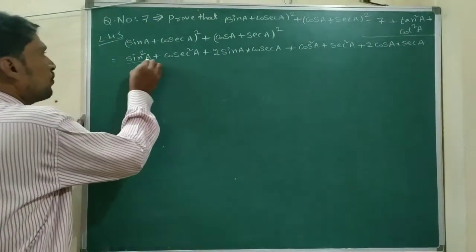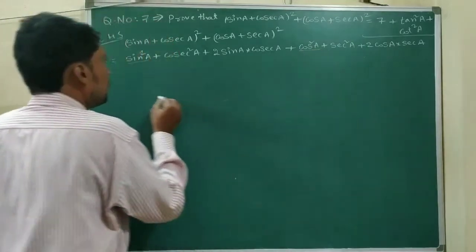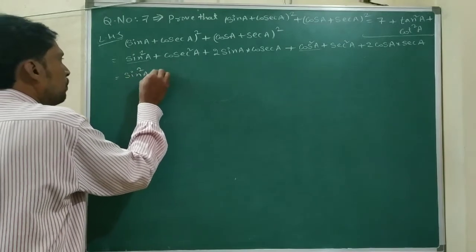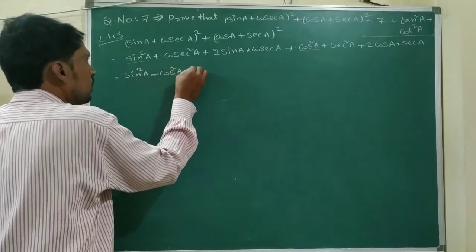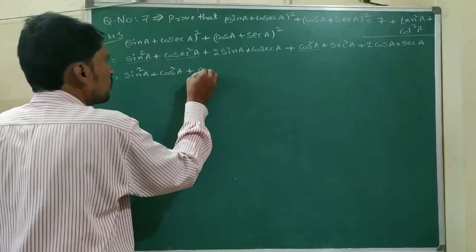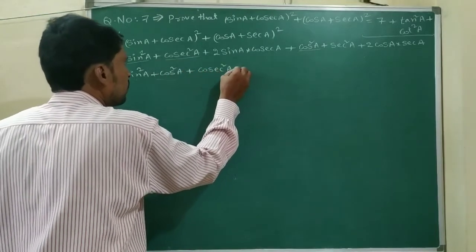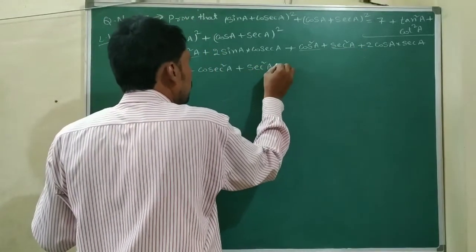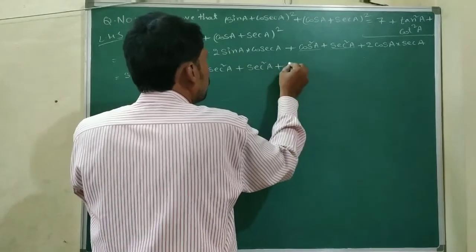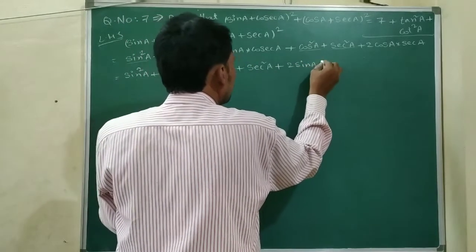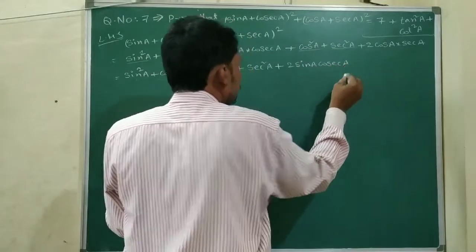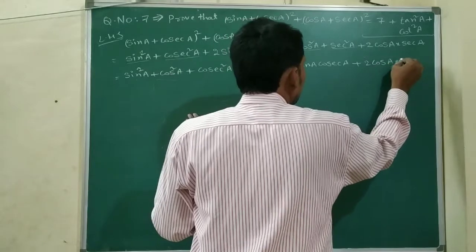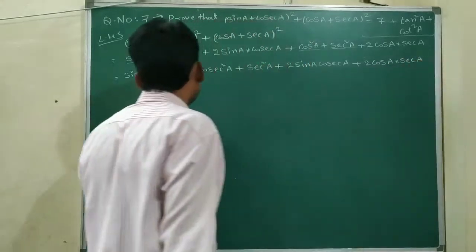Now this sin square A and cos square A I am writing together. So sin square A plus cos square A, the remaining one is cosec square A, plus this sec square A I am writing together, sec square A, plus this as it is, 2 sin A cosec A plus 2 cos A into sec A.